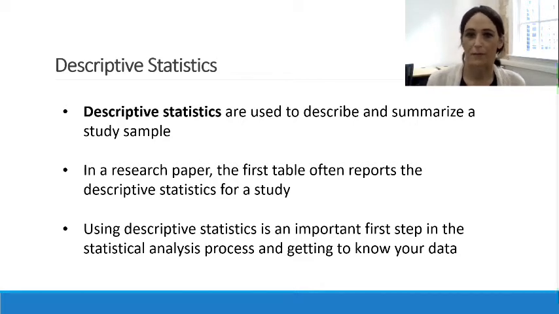Now, in a research paper, the first table that we would report would often be a summary of some of the descriptive statistics that we're going to describe today. But it also is an important first step in the research process where you're trying to get to know your data and you want to understand the range of values that occur, what is the mean, what is the median, and things like that, which we're about to get into.